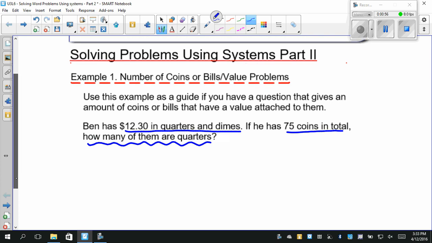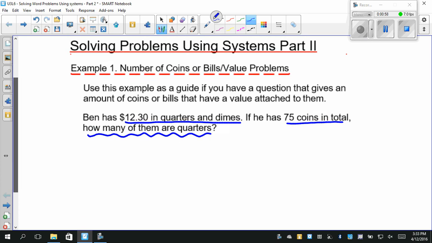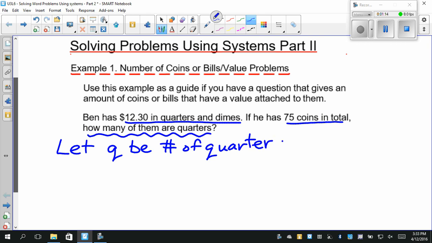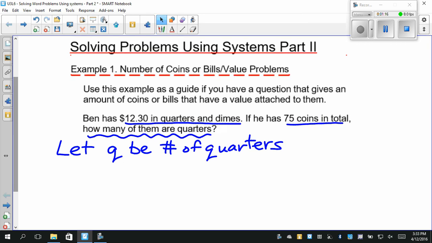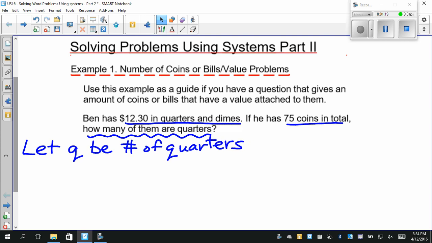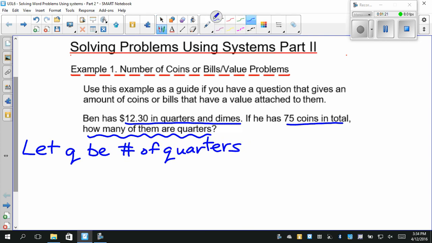So remember, our let statements are always tied to what we're trying to find. So we're going to let Q be the number of quarters. And the other thing that we don't know, we aren't being asked this, but we don't know the number of dimes either. So we'll also include let D be the number of dimes.